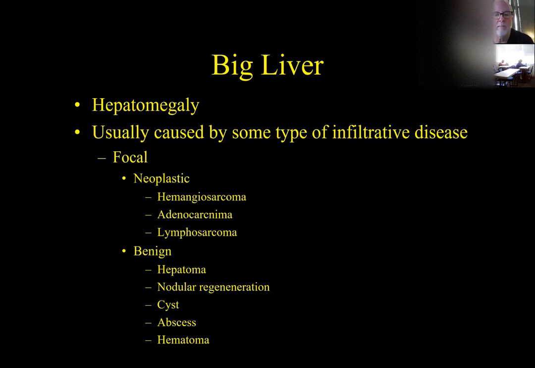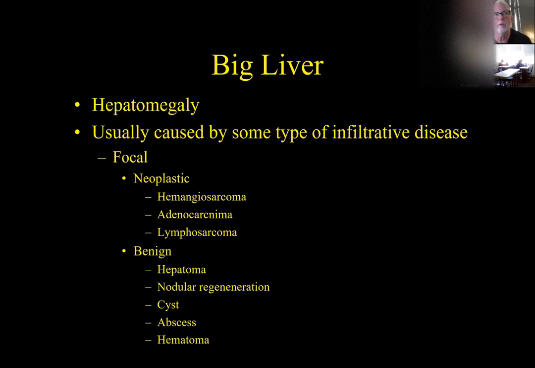to become enlarged, such as a hematoma or a hepatoma. A hepatoma is a benign growth in the liver. Okay, a big cyst. No matter where you see a cyst, cysts are almost always benign. But you can have great big cysts that form in the liver that can cause a mass effect. It can push on normal liver around it, but the cysts themselves are benign. Okay, big abscesses in the liver, nodular regeneration.